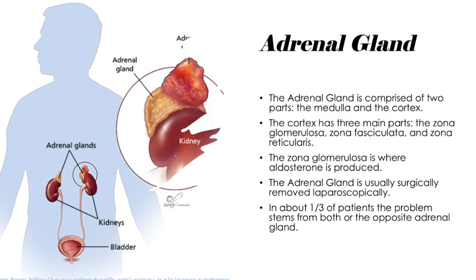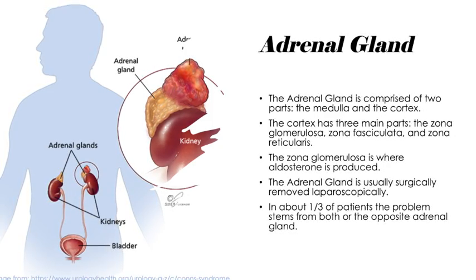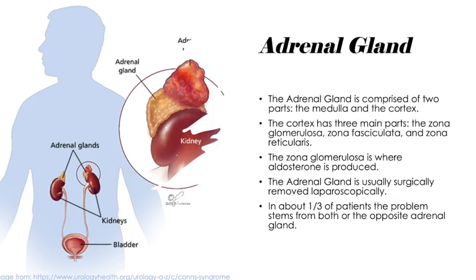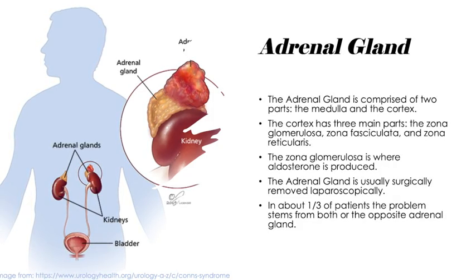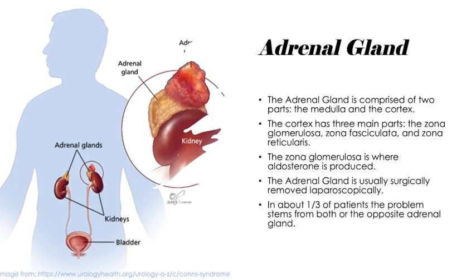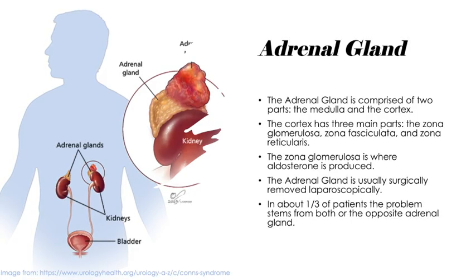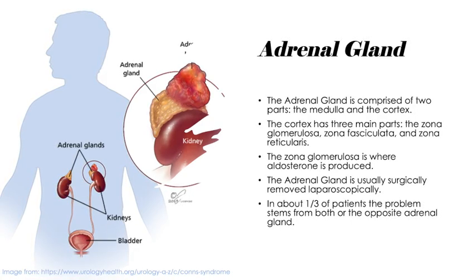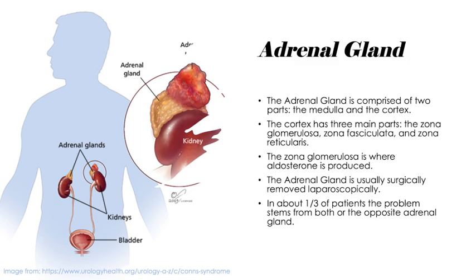The adrenal gland is usually surgically removed laparoscopically. In about 1/3 of patients, the problem stems from both or the opposite adrenal gland. This is because when one adrenal gland has a problem, the other must overproduce aldosterone, which causes Conn syndrome.